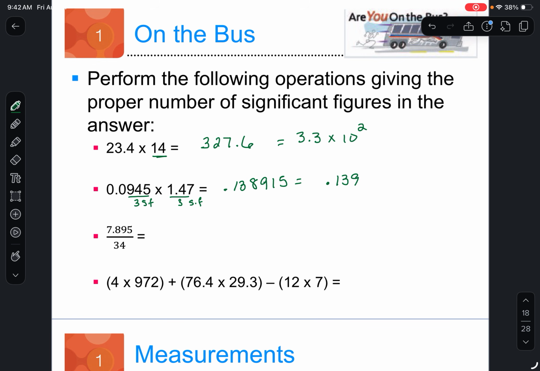The next one, I'm dividing 7.895 by 34, so I need to have 2 significant figures in my answer, and I get 0.23220588824, but I can only have 2 significant figures, so my final answer is going to be 0.23.